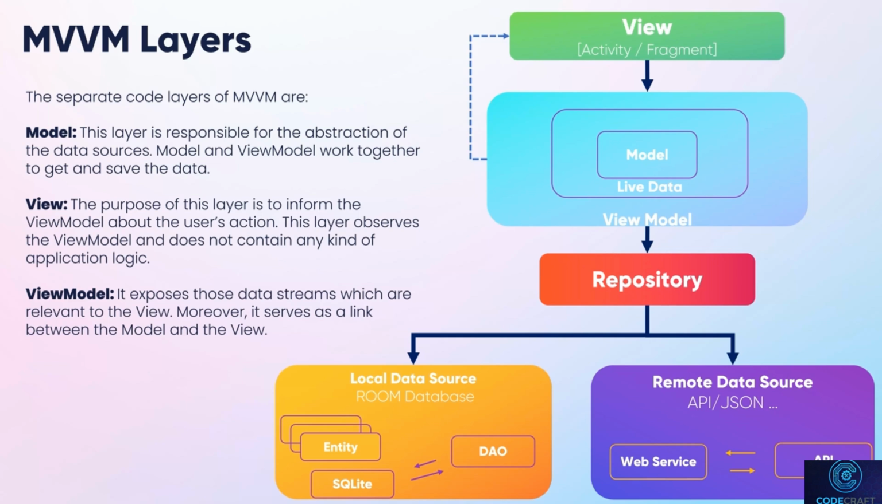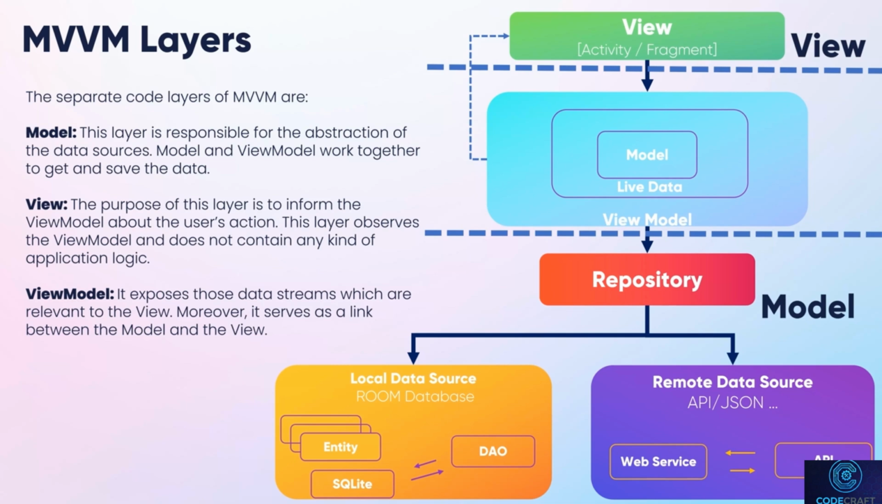The first component and the first layer is the model. The model represents the data and business logic of the application. It encapsulates the data and provides methods to interact with the data, such as retrieving, storing, or manipulating it. In Android, this can include data sources like databases, APIs, and other backend services.